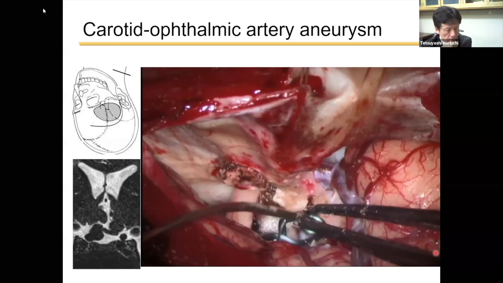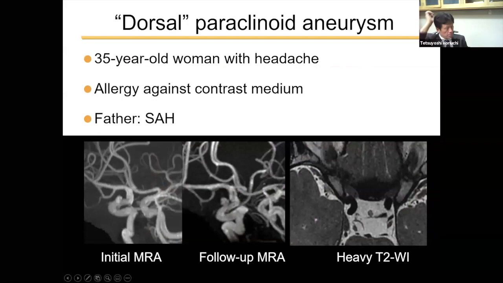The next case is a dorsal paraclinoid aneurysm. The patient was a 35-year-old woman. She presented with a headache and MRI demonstrated a dorsal paraclinoid carotid artery aneurysm. She had an allergy against contrast medium. Follow-up MRI showed enlargement of the aneurysm. Clipping surgery was performed.